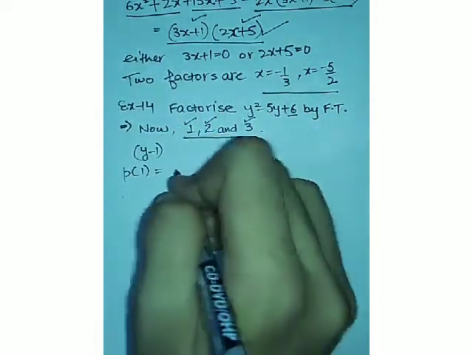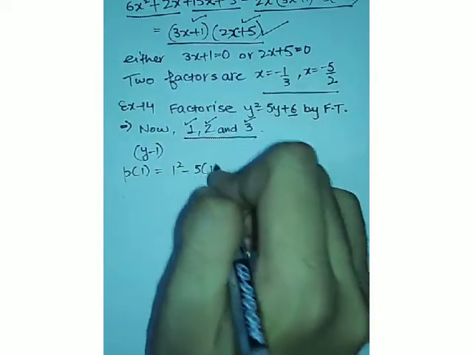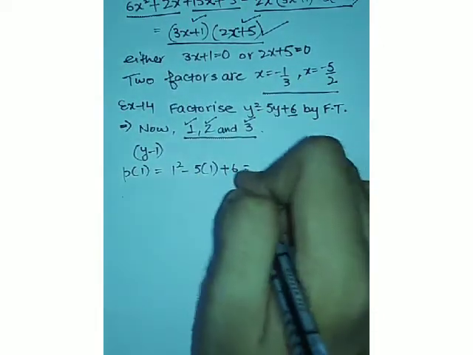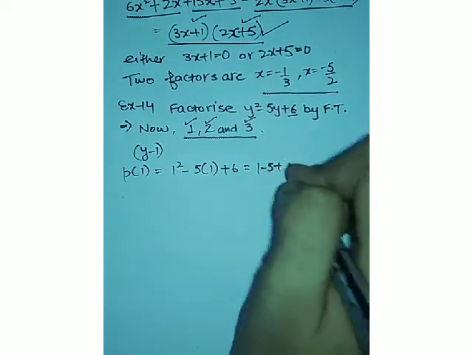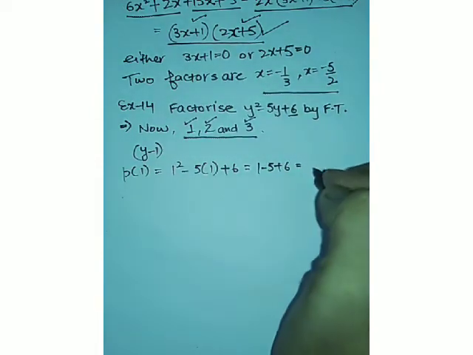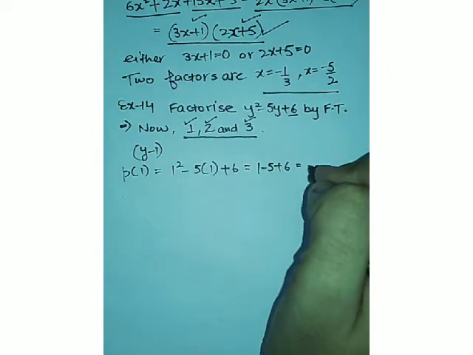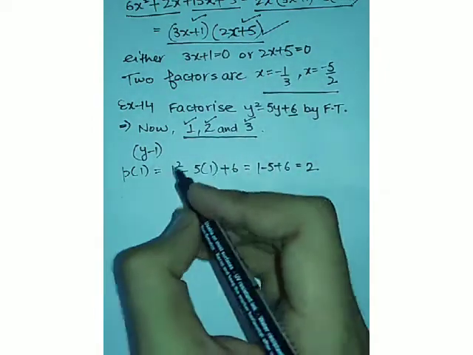Now p of 1 will be equal to 1 square minus 5 multiply 1 plus 6. That is 1 minus 5 plus 6. It's not equal to 0, because 6 minus 5 is 1. It's equal to 2. It means this is not our factor.